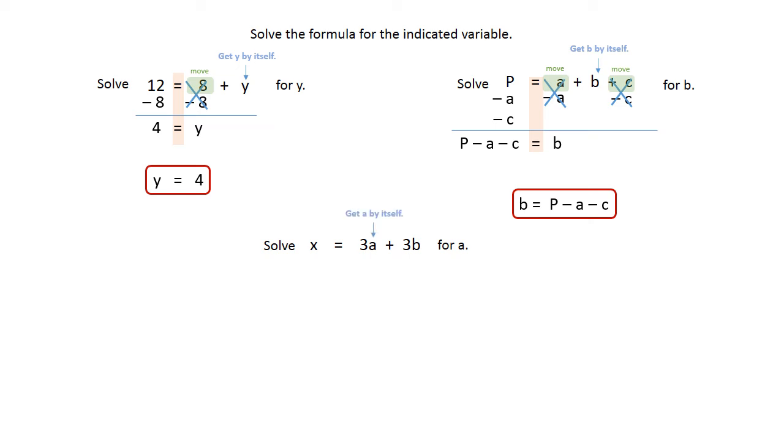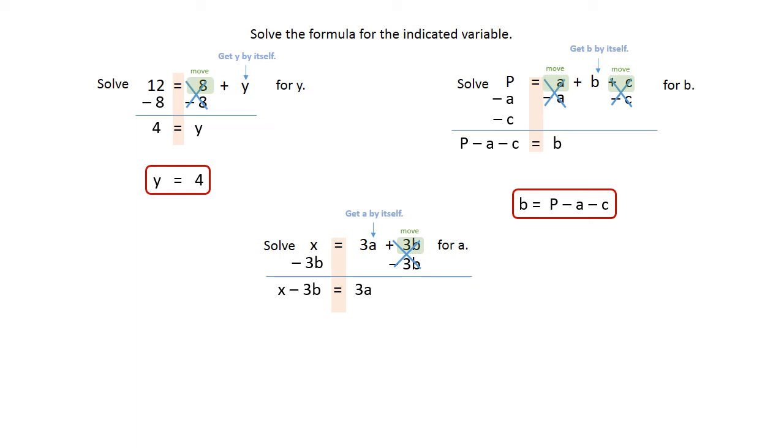The third example is x equals 3a plus 3b, and we'd like to get a by itself because we're solving that for a. So you're going to zero in on the equal sign. Notice that the 3b is what needs to move, and since it's added, we're going to subtract it from both sides. Moves it from the right hand side, and we don't have like terms on the left hand side, so we're just going to write those right next to one another. X minus 3b equals 3a.